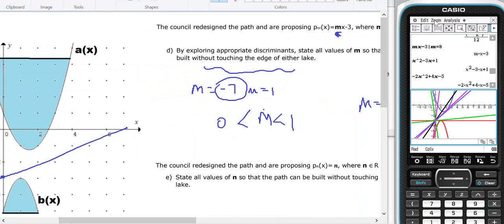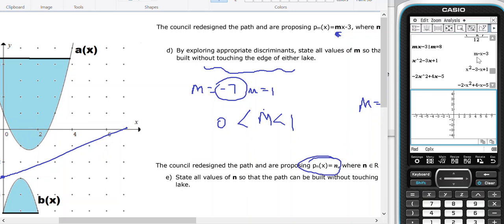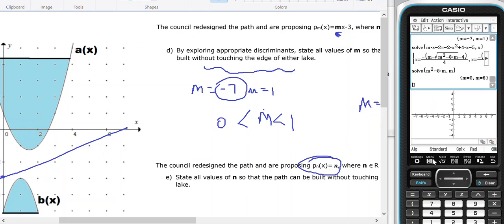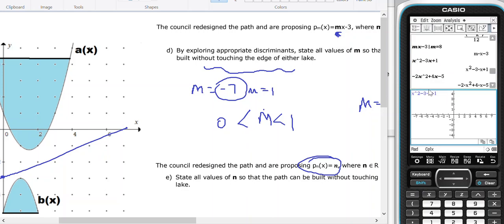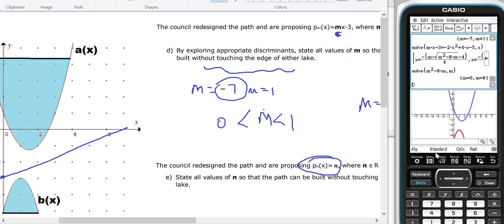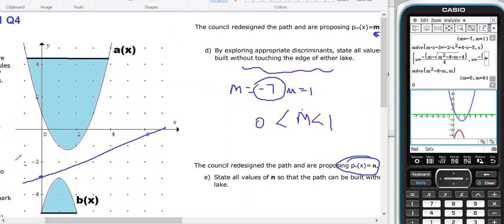The second part of the question has n, where n is this vertical line. So if I just have, I can drop my parabolas. And if I had n equaling 0, that's no good because it would cut through the water. So I want it to be somewhere horizontal here. And I know that y coordinate is -3.